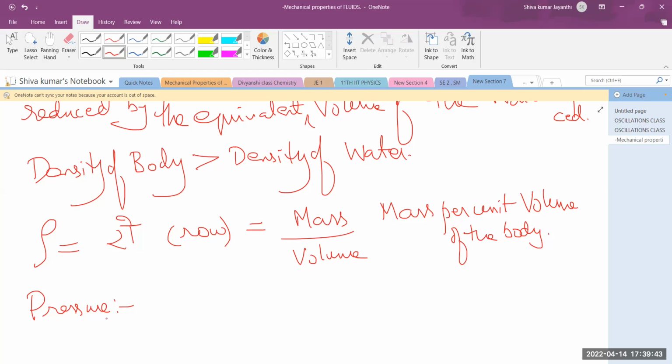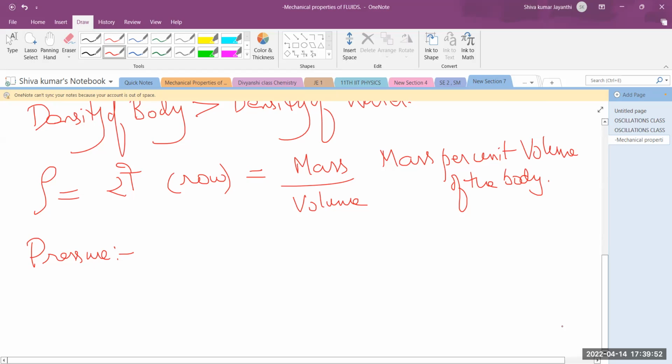Why is this pressure there? Because each and every molecule of the water is trying to push you out of the water. That is why you are experiencing a pressure. Understood? And pressure is given by the force applied per unit area.